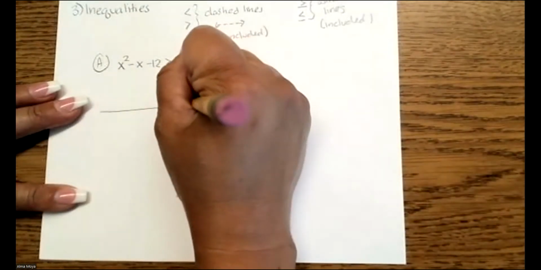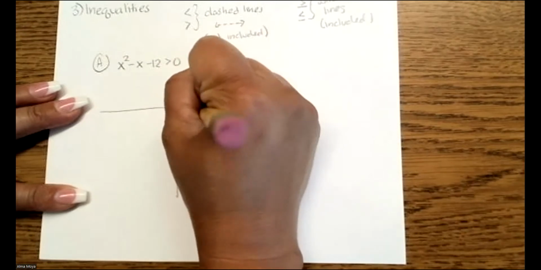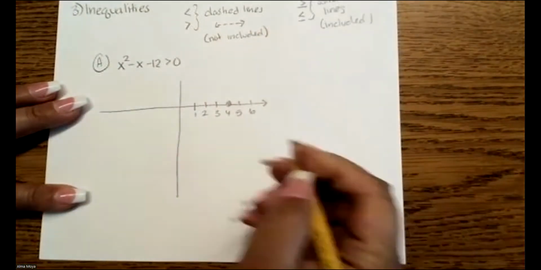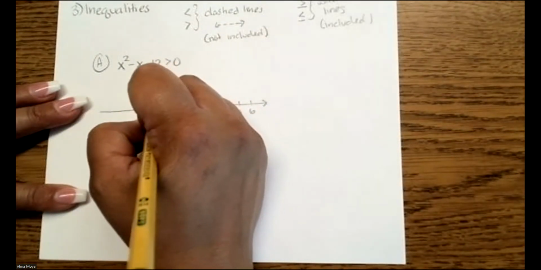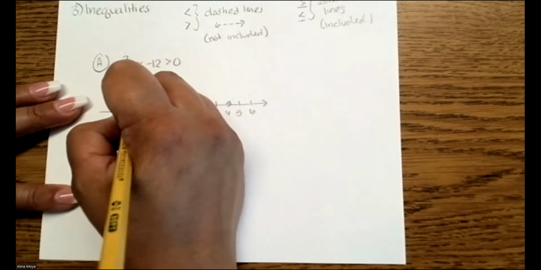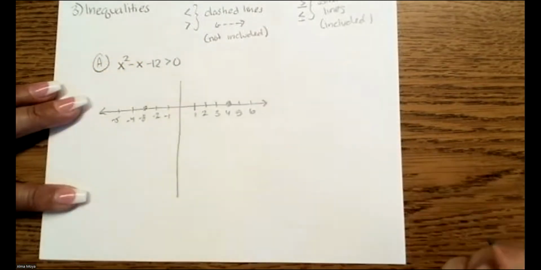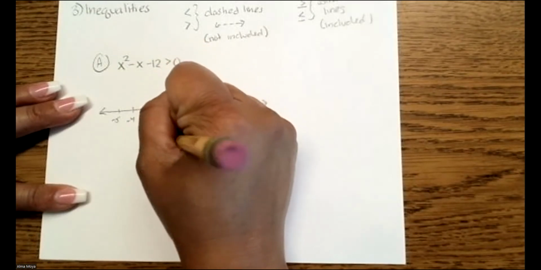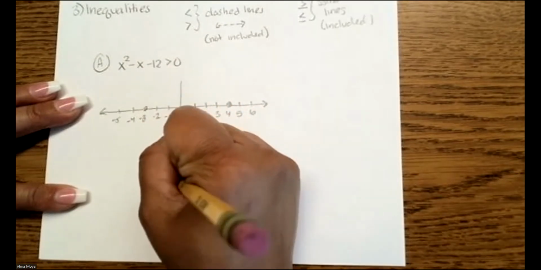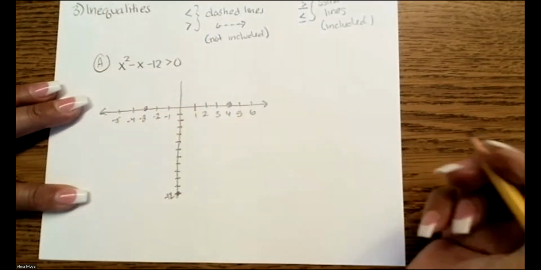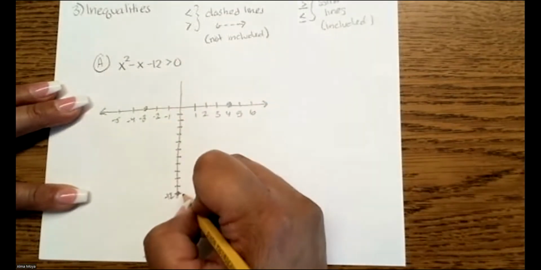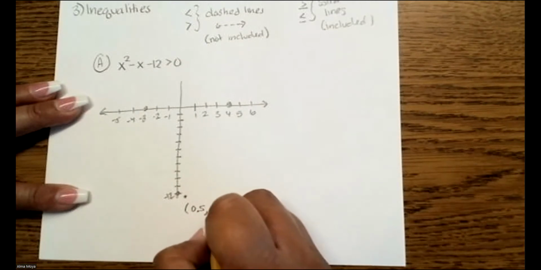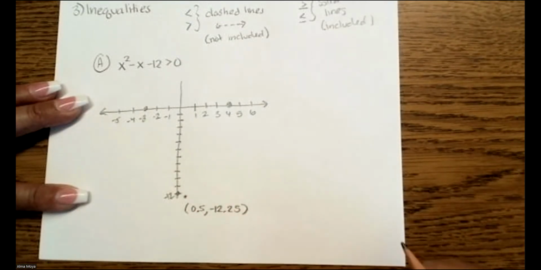So an x-intercept at +4, so 1, 2, 3, 4. Add another one at -3, so -1, -2, -3. It crossed the y-axis at -12, so -1, 2, 3, 4, 5, 6, 7, 8, 9, 10, 11, 12. And then a minimum at a half and a little bit down. So it is at 0.5 comma negative 12.25. That was the minimum.